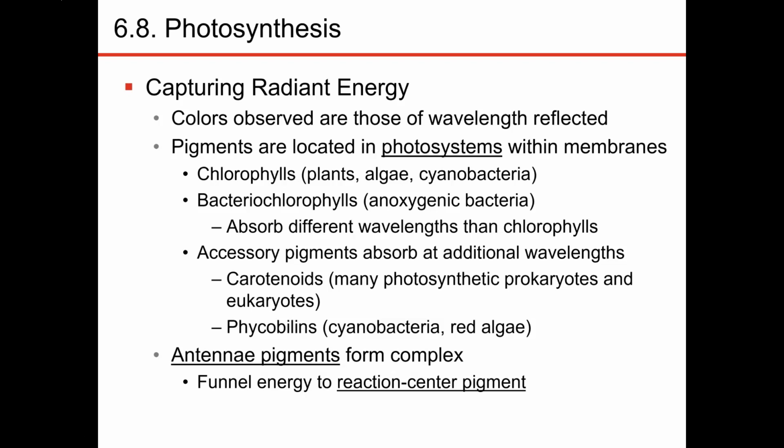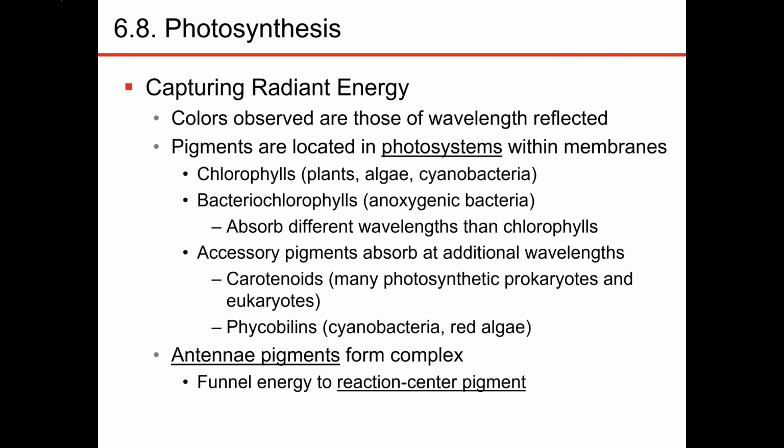So now we're talking about producing organic molecules from inorganic materials like carbon dioxide and the utilization of sunlight energy. Different wavelengths of sunlight energy are trapped via pigments. Pigments are found in structures we call photosystems. Photosystems are then found within membranes inside of either plants, algae, cyanobacteria, or anoxygenic bacteria.